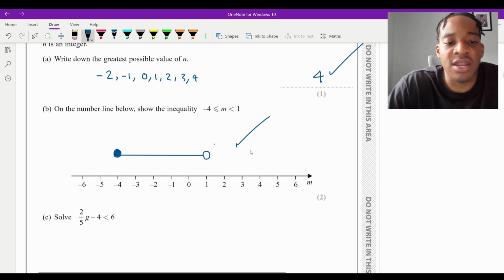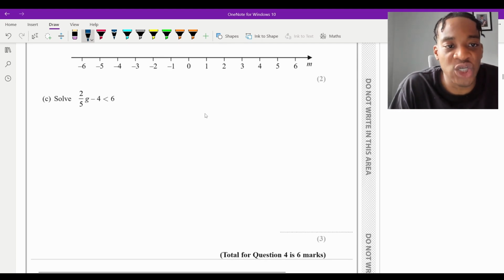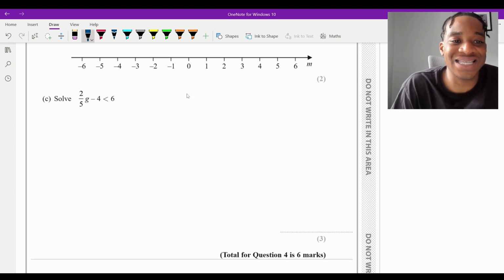That's part B. And then part C says we need to solve this: 2/5 g minus 4 is less than 6. Okay, so let's do this one. Now, firstly, we need to get g on its own. So I'm going to move this -4 over. So I'll get 2/5 g. Sorry, I wrote 2 over g. Apologies. 2/5 g. And then I'm going to move that -4 by adding 4.